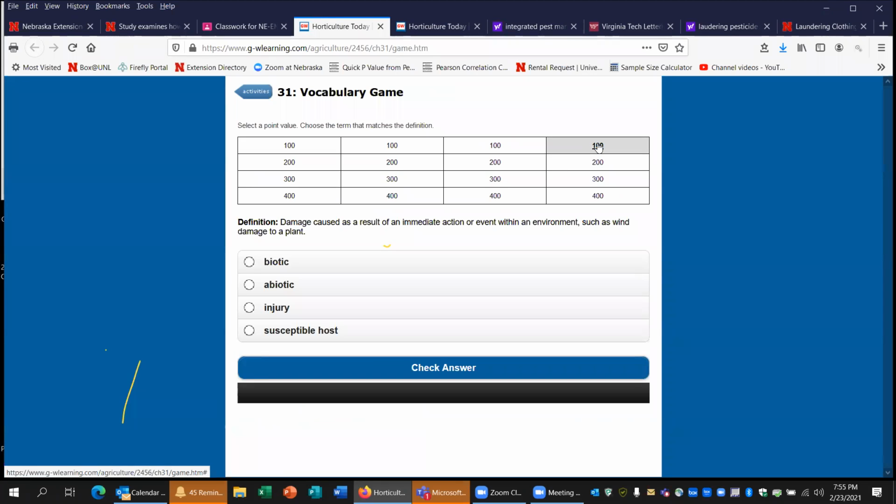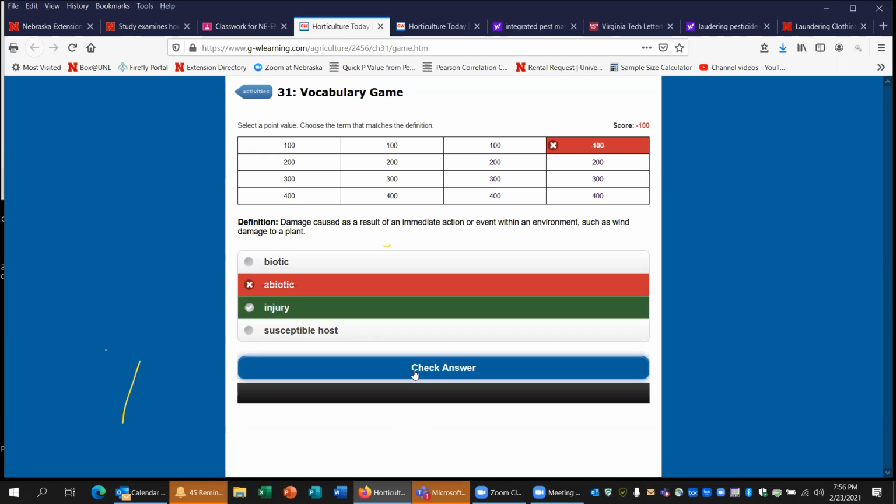Damage caused as a result of an immediate action or an event within an environment, such as wind damage to a plant. And you can unmute your mic and yell the name out. Abiotic. Abiotic. That's our abiotic disorder. So that can be the wind damage, that can be the heat off the building.